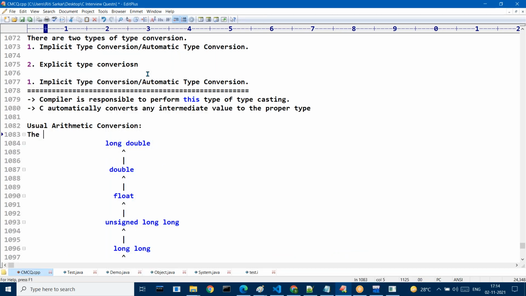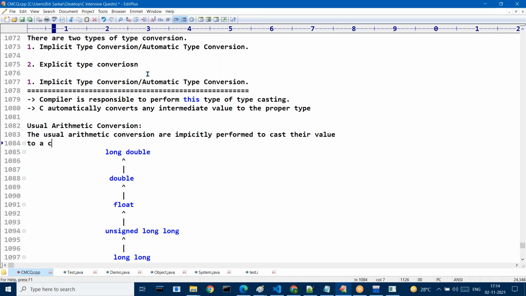The usual arithmetic conversions are implicitly performed to cast their values to a common type. So the compiler first performs what? Integer promotion.